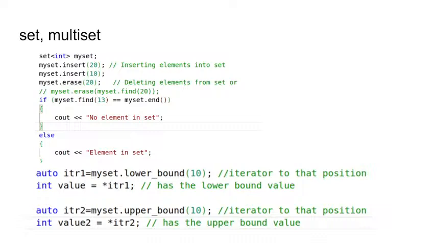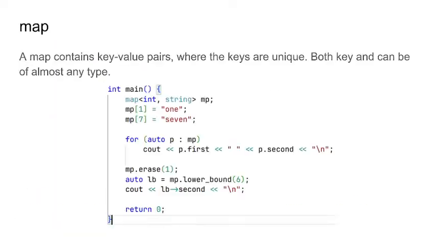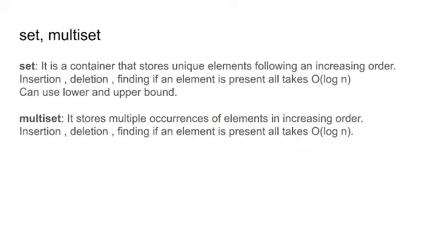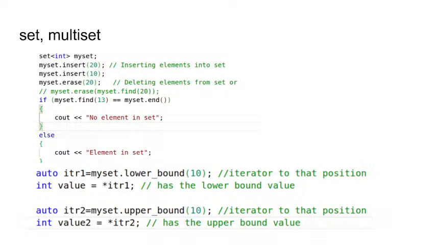So again, dot lower bound. What do you think dot lower bound does? Smallest element larger than. So what it does is, when you do lower bound of x, it will return a pointer or iterator to the smallest element greater than or equal to it. So you can find the next element greater than or equal to it, and upper bound returns the smallest element greater than it.